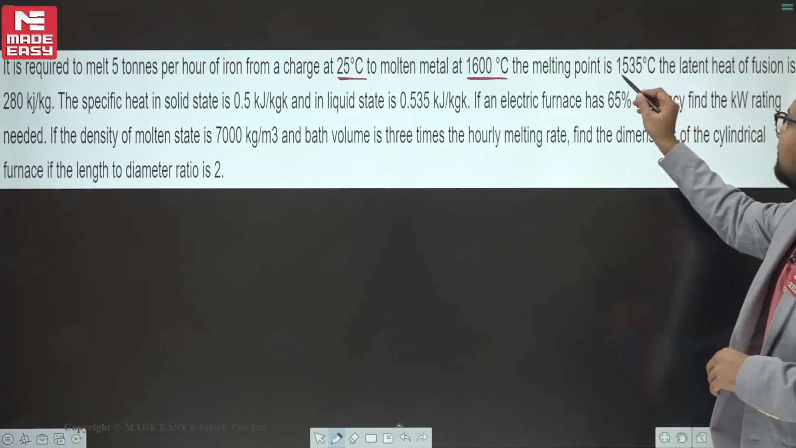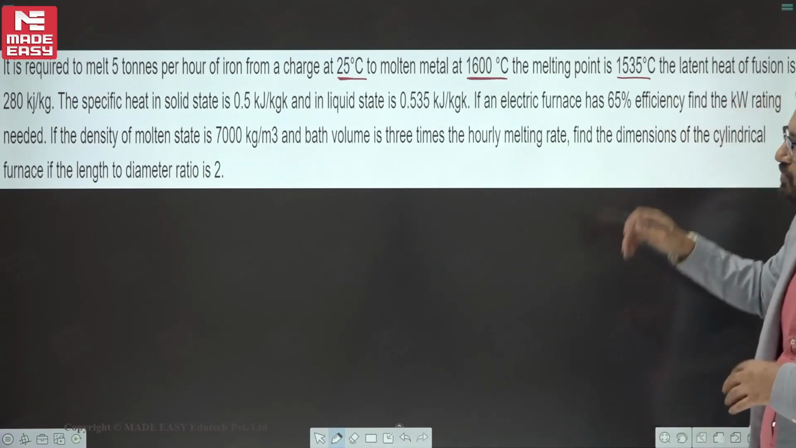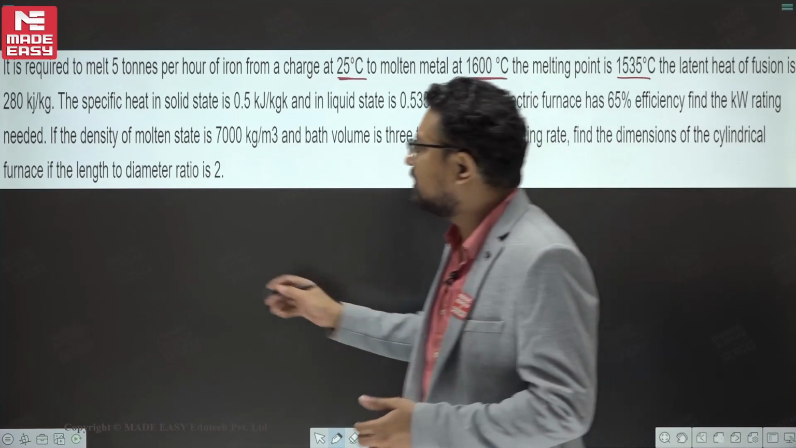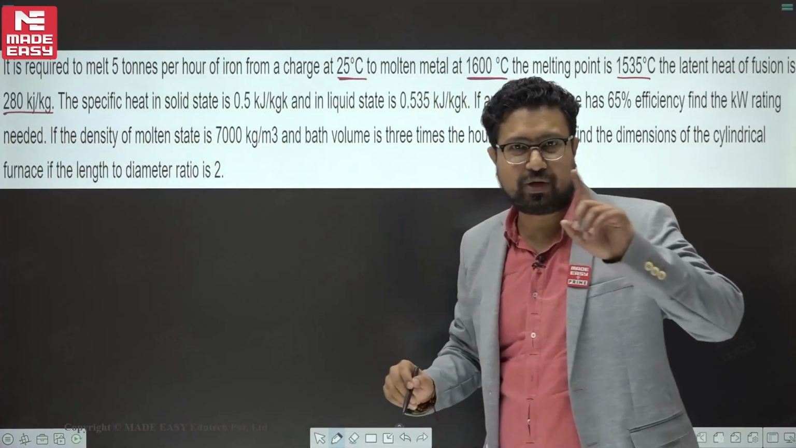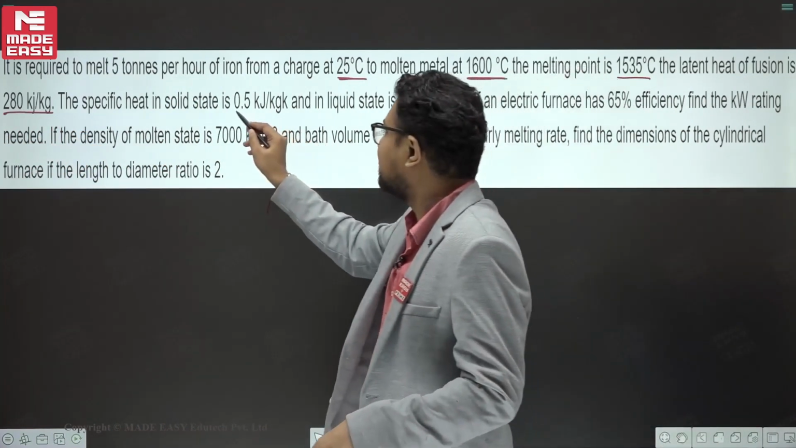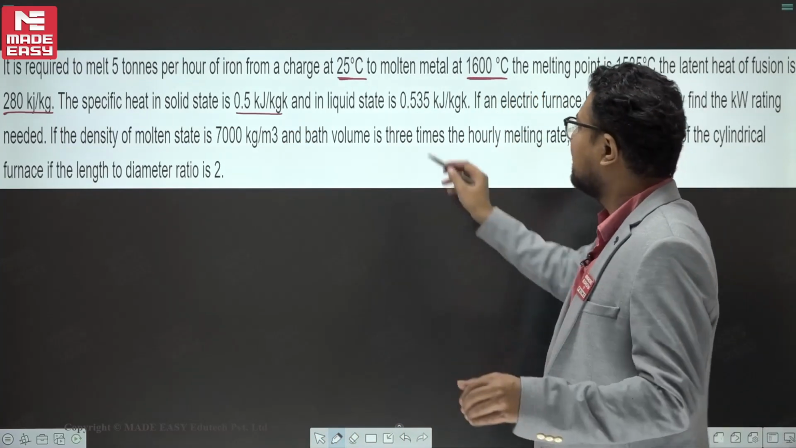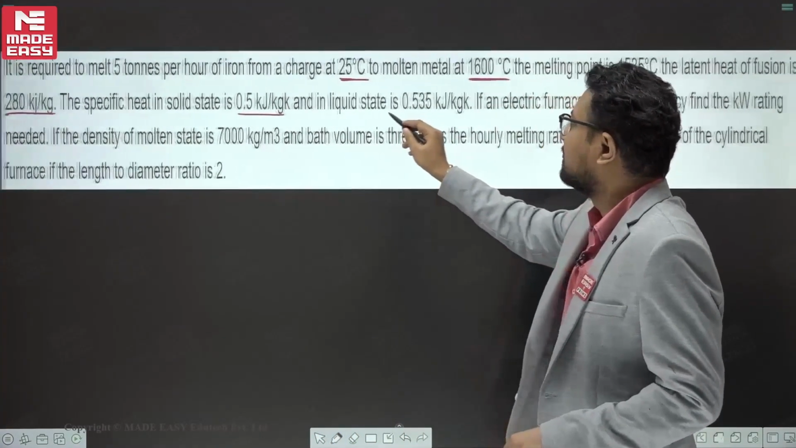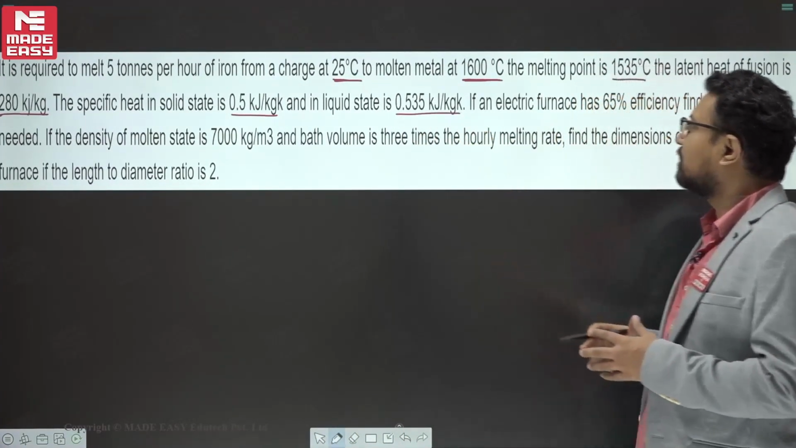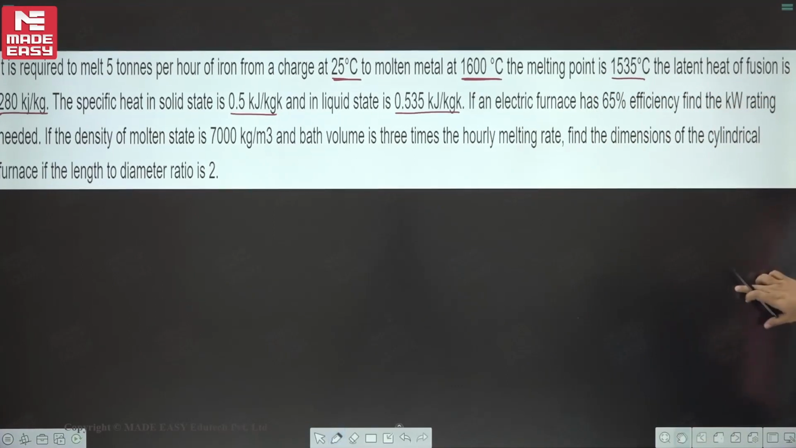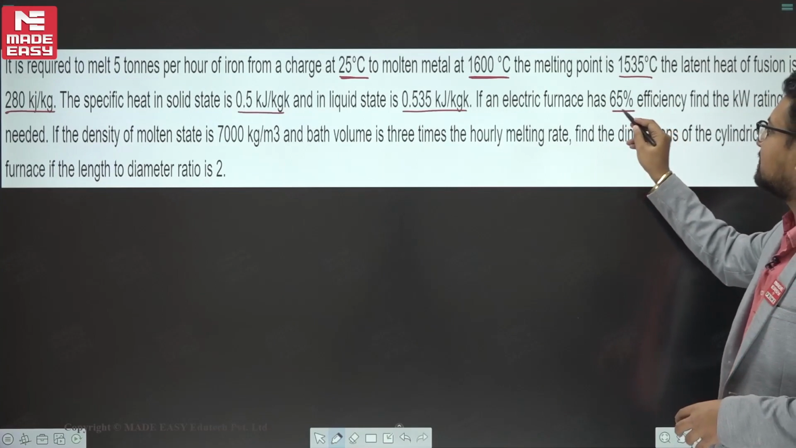The melting point is given to be 1535 degrees Celsius. The latent heat of fusion, which means melting, is given to be 280 kilojoule per kilogram. Specific heat: initially it is in the solid state, and the specific heat is 0.5 kilojoule per kilogram Kelvin, and in the liquid state it is 0.535 kilojoule per kilogram Kelvin. So we have an electric furnace with 65% efficiency.